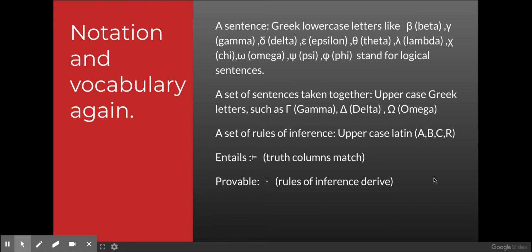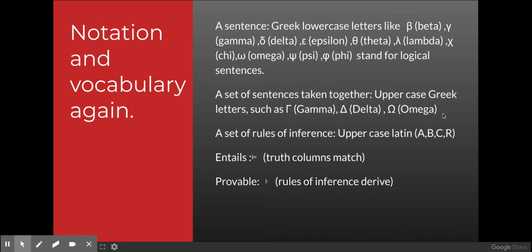In order to understand it at a more precise level, I want to review. We've gone over these two slides before, but I want to go over notation and vocabulary again and just remind you that when we use lowercase Greek letters, then we're talking about logical sentences. When we use uppercase Greek letters, we're talking about sets of logical sentences. And at some level, a given set of logical sentences can be seen as a single logical sentence, where all the sentences are anded together. They're all one big giant conjunction.